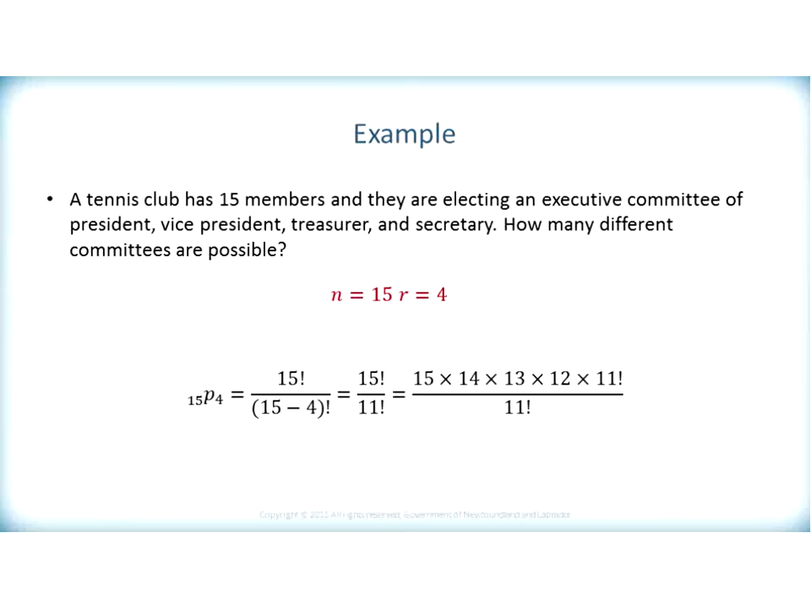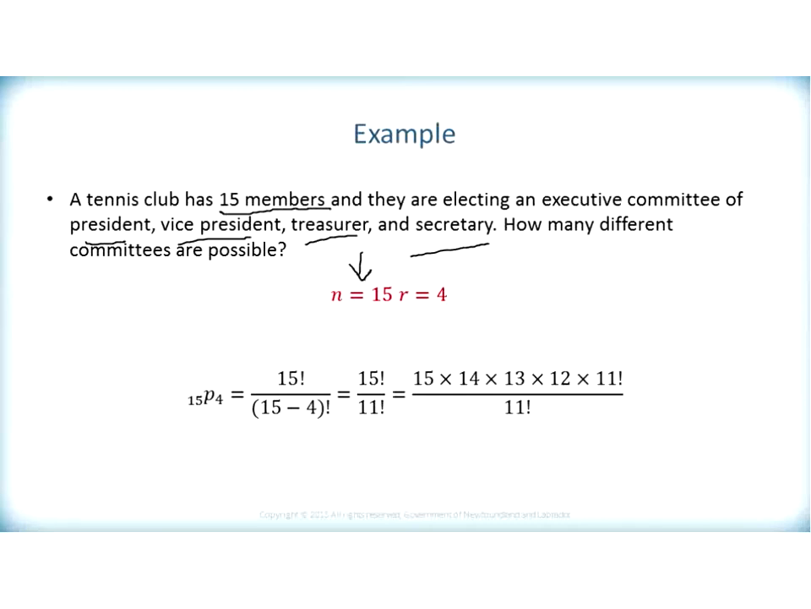Having a look at an example, a tennis club has 15 members. They are electing an executive committee of president, vice president, treasurer, and secretary. How many different committees are possible?